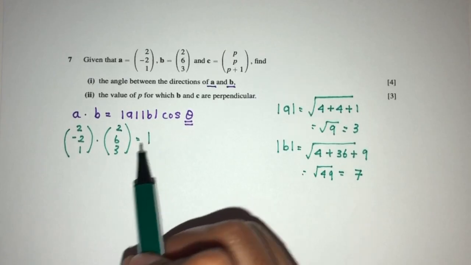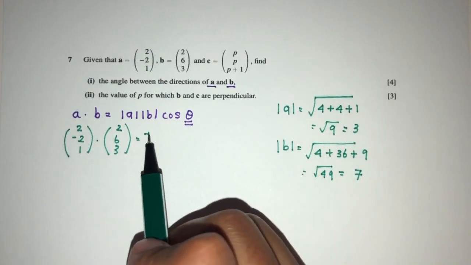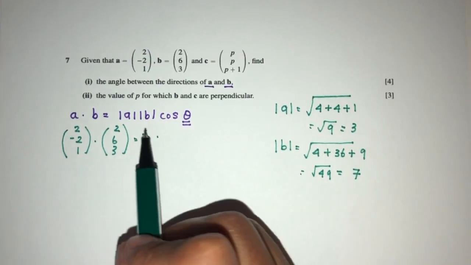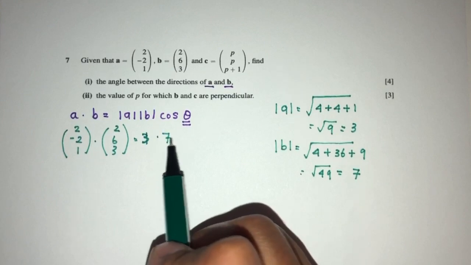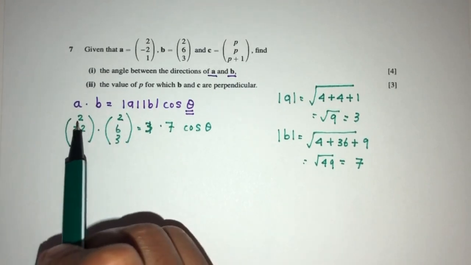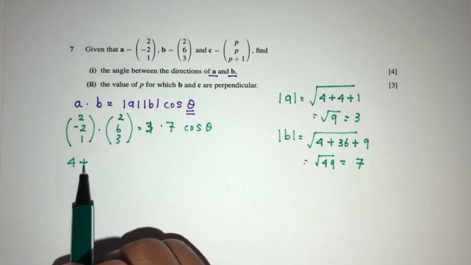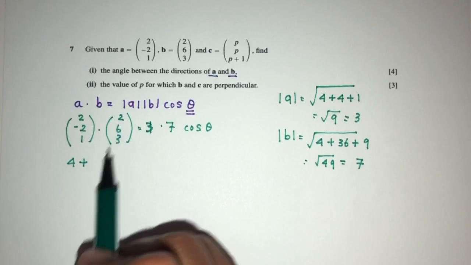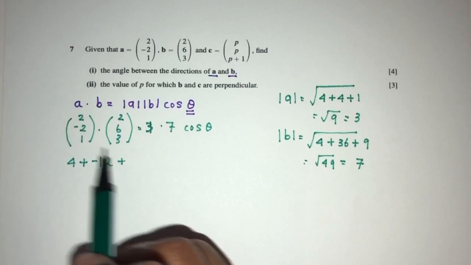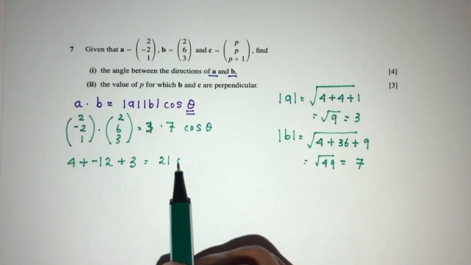So replace A with the value of 3, 4, and B will be 7, and cos of theta. Now simplify. So here we have to do the dot product. So 2 times 2 is 4, plus obviously minus 2 times 6 will be minus 12, plus 1 times 3 is 3, and that should be 3 times 7 is 21, cos of theta.